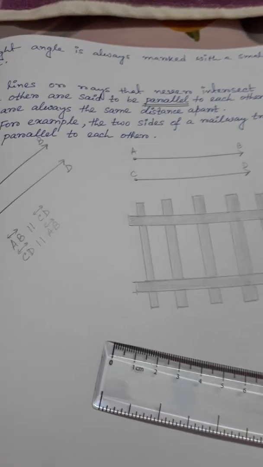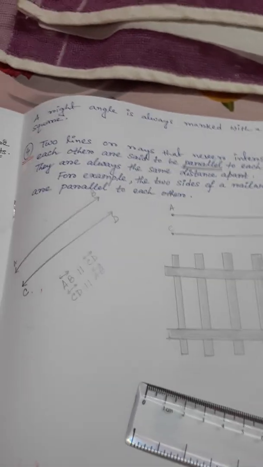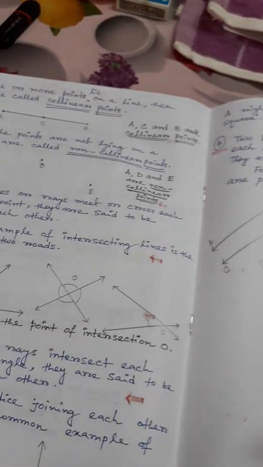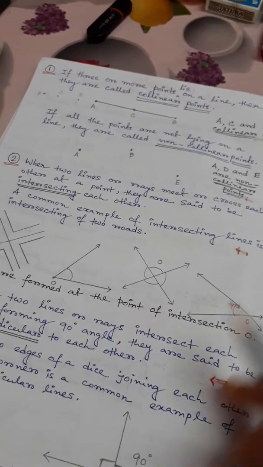So these are the properties of the different types of lines. Students, I hope you understood.